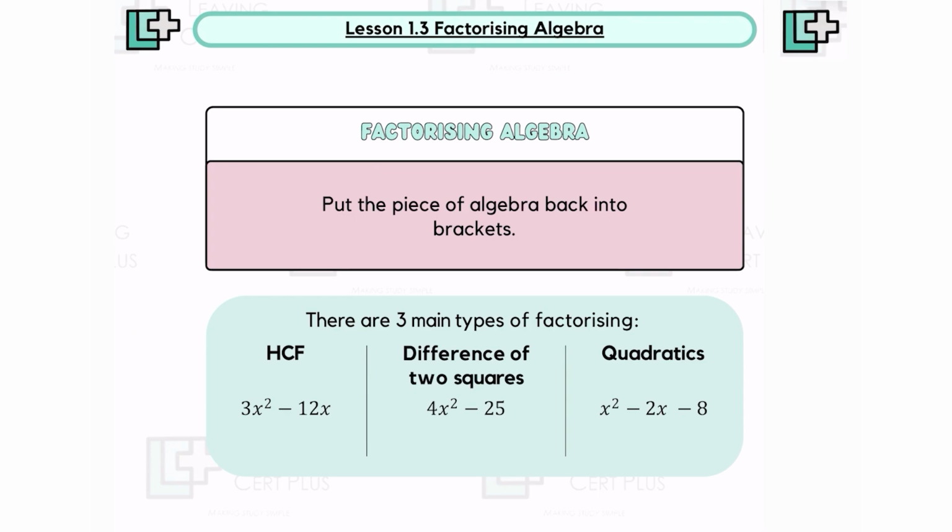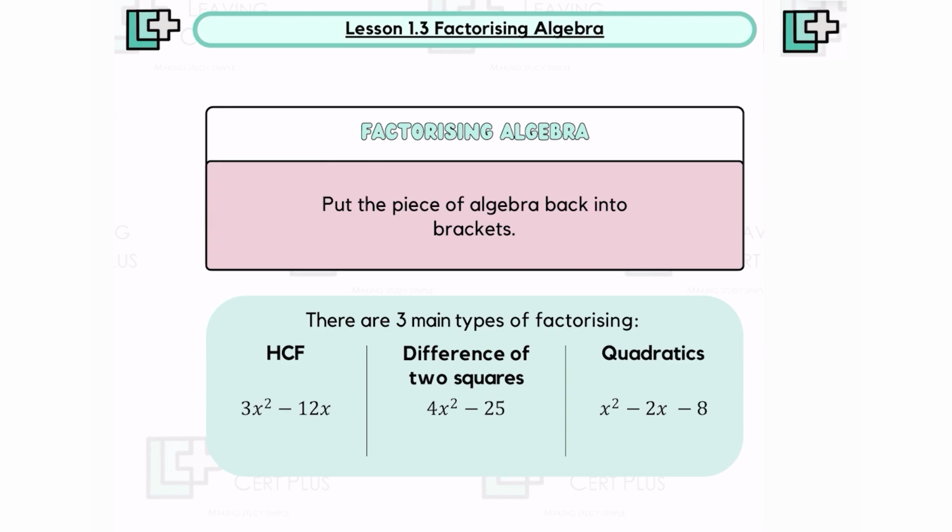There are three main types of factorising questions. The first one is known as highest common factor, HCF. And in this particular example, you would have to try and find something that's common between the 3x squared and the minus 12x.